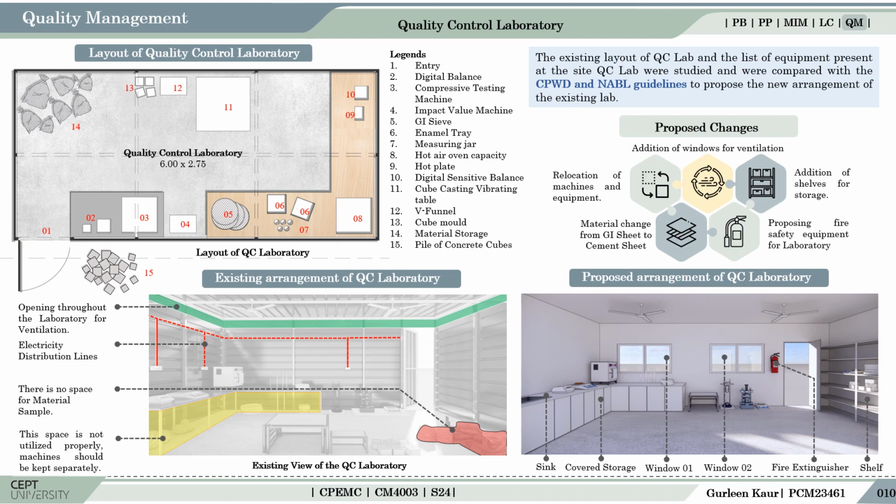The existing lab has openings near the ceiling for ventilation, which is otherwise not good for lab equipments as moisture might affect them. Also, there is a lack of covered storage space and organization in the lab. In the proposed arrangement, there is addition of storage racks, covered storage space below the shelf for storage of delicate equipments and also of fire safety equipments, which is a very important part of any lab. The proposed arrangement is as shown in the view.